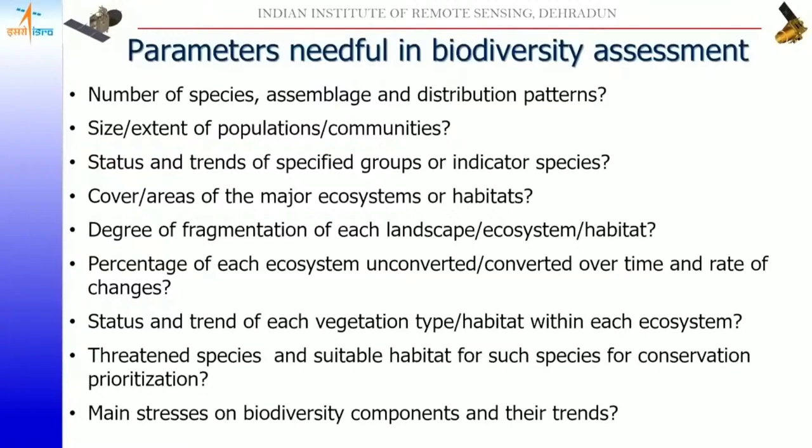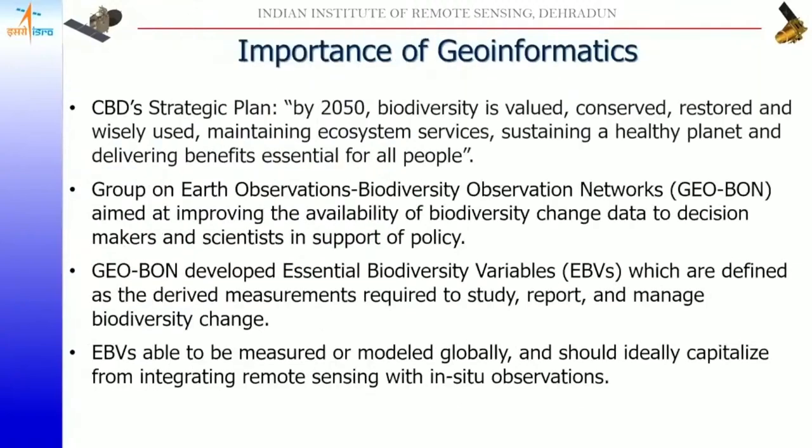And what are the stresses, the anthropogenic stresses, because in landscape level studies we cannot deny the impact of human disturbances or other stresses on the biodiversity. So this is another component or parameter that is useful for the biodiversity assessment. So based on all these parameters, we can assess or synthesize the impact or the patterns of the biodiversity over a particular area. Then we can see what the importance of geoinformatics is.